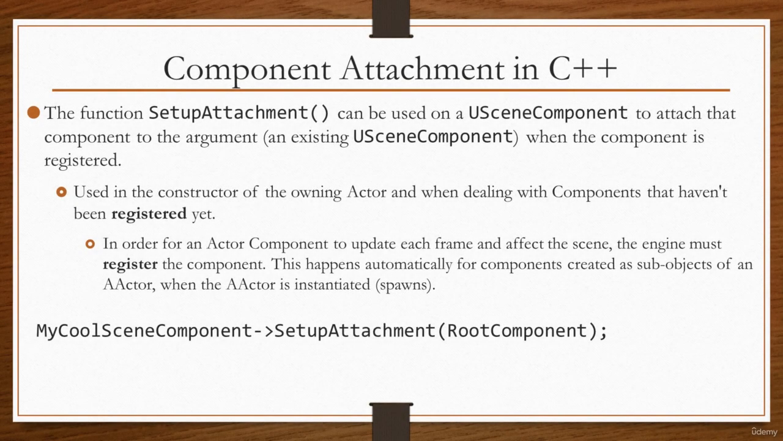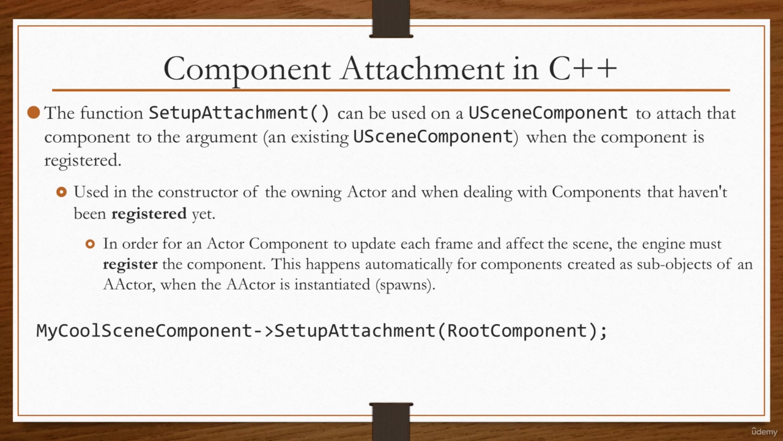So how do we set up component attachment in C++? I've demonstrated how we can assign to or set the root component, but we can also attach other scene components to form an actor component hierarchy. We can use the function SetupAttachment on a scene component to attach that component to the argument that is an existing scene component. It is typically used in the constructor of the actor that owns the component, and when dealing with components that have not been registered yet.